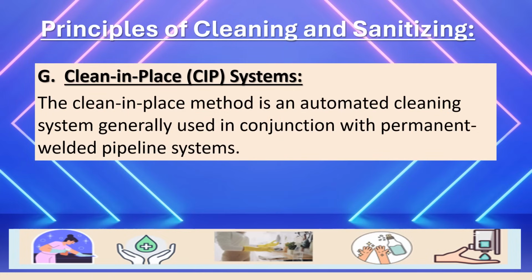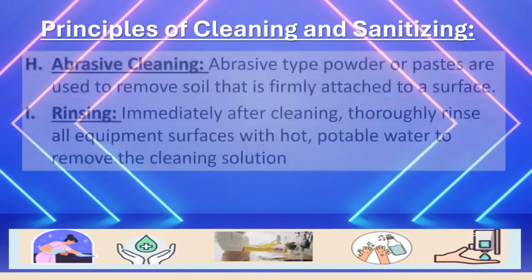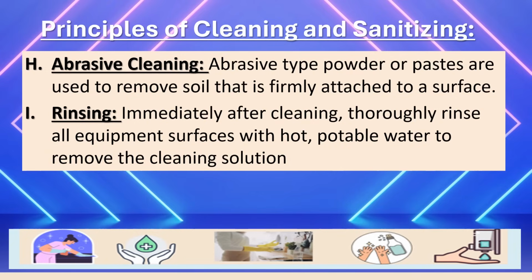G. Clean-in-place, CIP, systems. The clean-in-place method is an automated cleaning system generally used in conjunction with permanent welded pipeline systems. H. Abrasive cleaning. Abrasive-type powder or pastes are used to remove soil that is firmly attached to a surface. I. Rinsing. Immediately after cleaning, thoroughly rinse all equipment surfaces with hot, potable water to remove the cleaning solution.